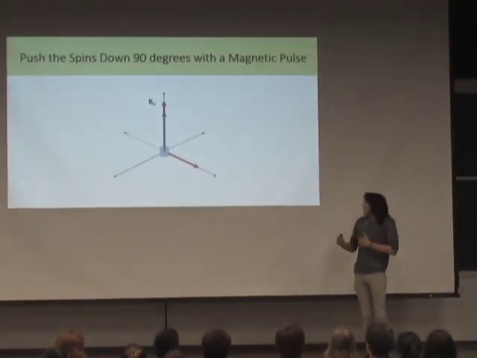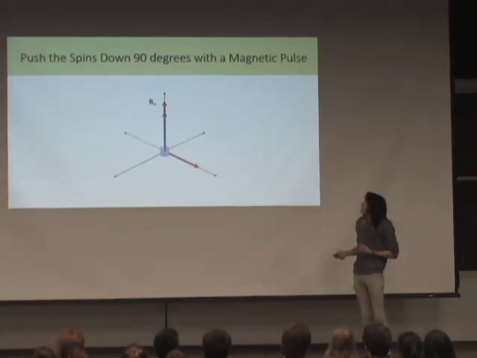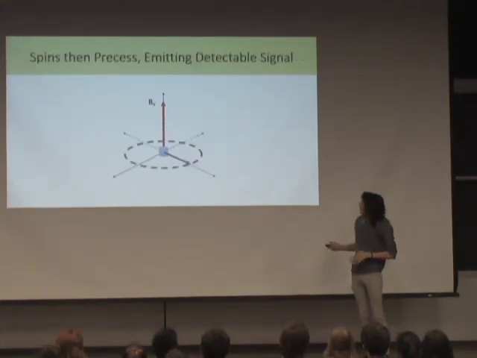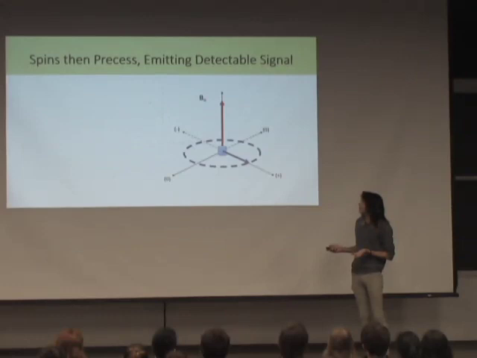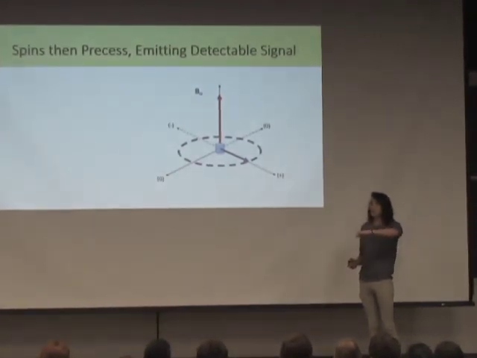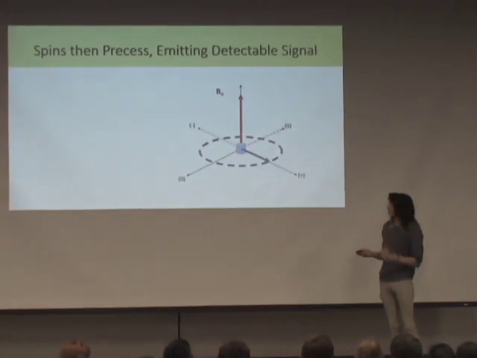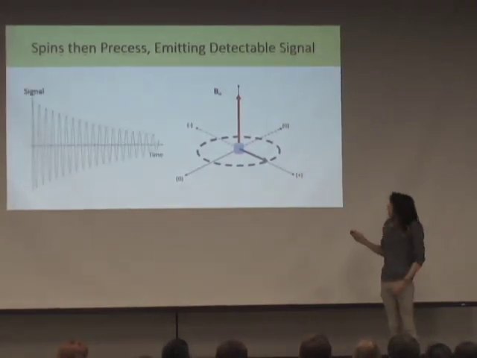If we pulse perpendicular to this magnetic field, we can knock our spins down into the plane perpendicular to it. And when we turn off this second magnetic pulse, they'll precess around. This is where we can detect our signal. When the spins are pointing at us, we get positive signal, and then zero, and negative, and zero again. If we graph this signal versus time, it looks like a sine wave.